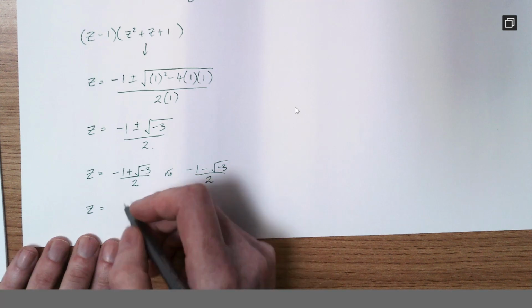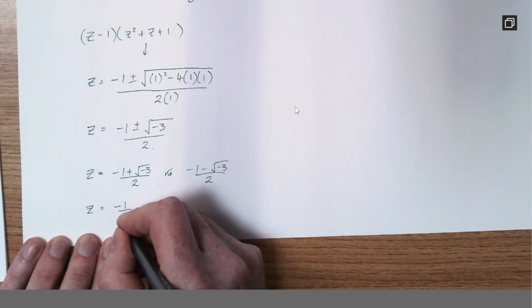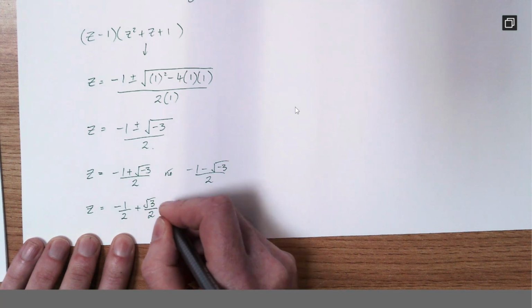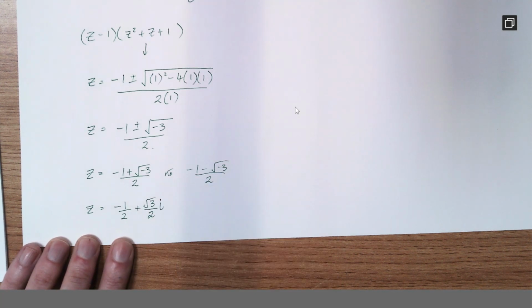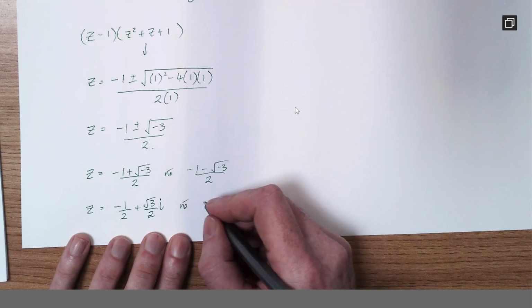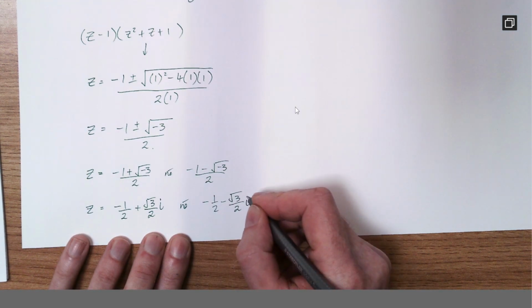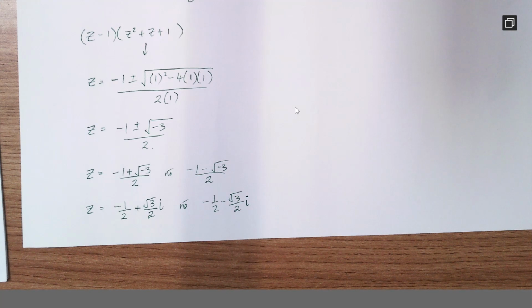So the roots are minus 1 plus the square root of 3 times i, and minus 1 minus the square root of 3 times i. That is the complex root in the form a plus bi.